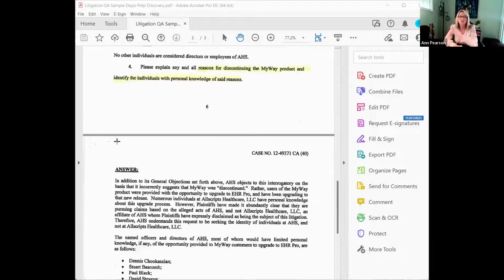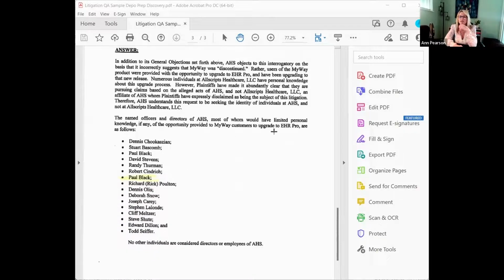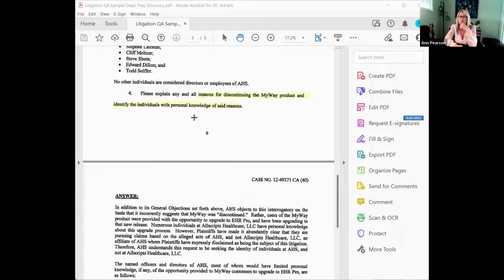So you have two options. You could include the whole discovery response in there. I don't think that that's necessary at all. All I ever used to do is the front page, the pages that specifically reference Paul Black, making sure that you include the full interrogatory and the request and the response. Just because Paul Black's mentioned on this page doesn't mean this would be good enough. You've got to let the attorney know, well, what is it that they're answering?